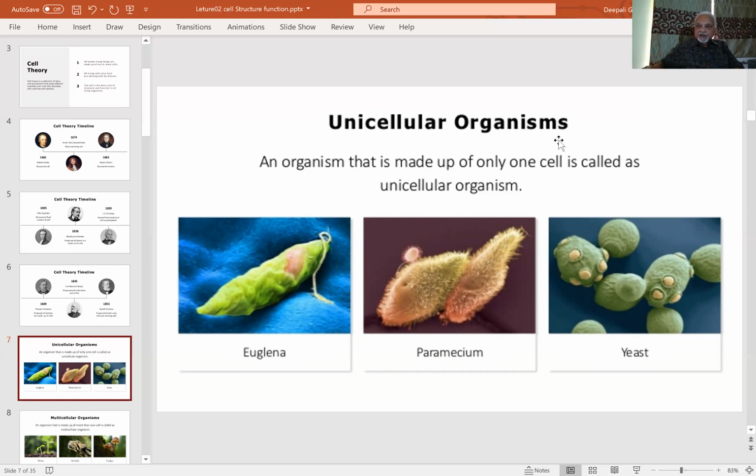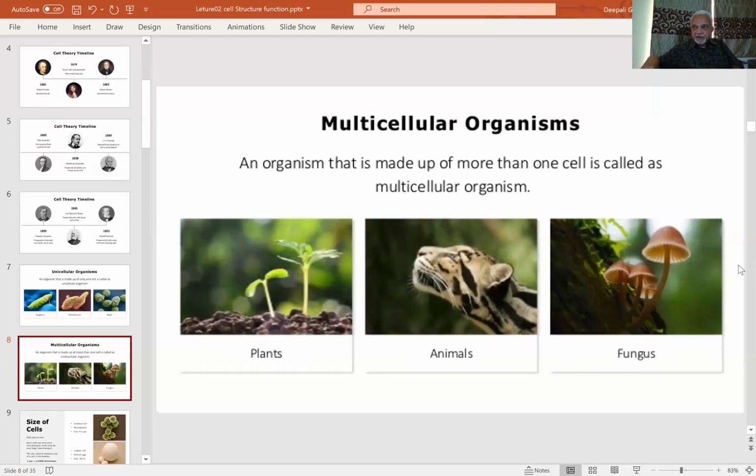So these are some of the examples. If you see Euglena, for example, Paramecium, yeast, they are lower animals and lower plants, which are unicellular, and they perform all the functions of living organisms. They multiply, they reproduce, they move about. So these are the examples of unicellular organisms.